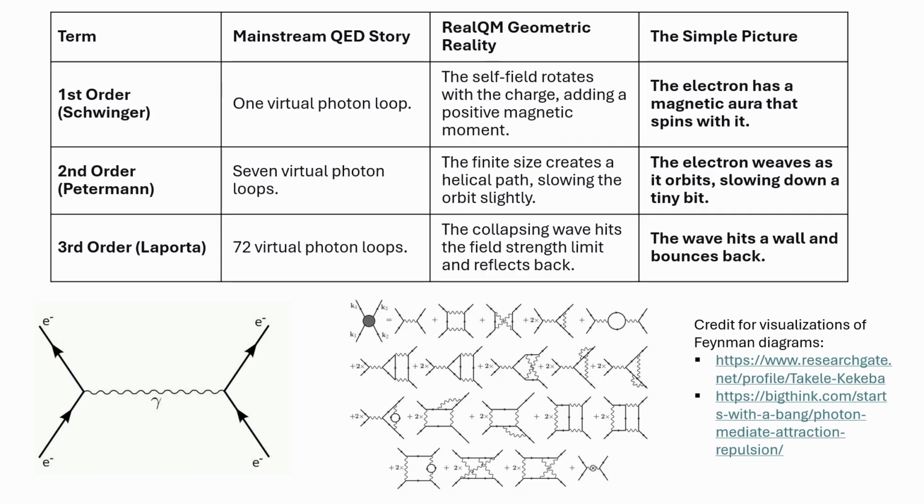The third-order corrections are a bit more complicated, and have to do with retarded field effects and waves that collapse and bounce back when they hit a wall. I have to watch out, of course, for credits of the visualization of these Feynman diagrams. The first one, the one-loop diagram, comes from ResearchGate, but I think really from Wikipedia. The second one, much more complicated, is from the bigthink.com site, which I didn't know, but it's a nice site.